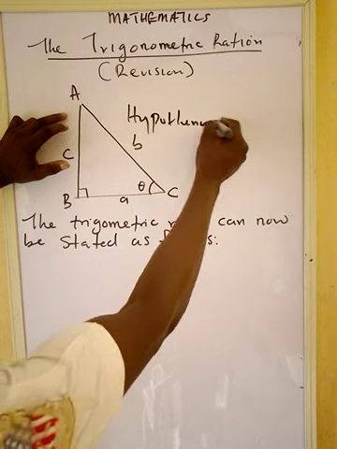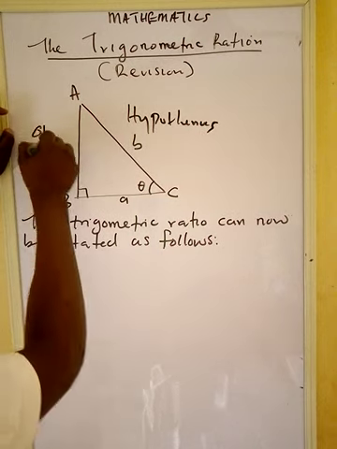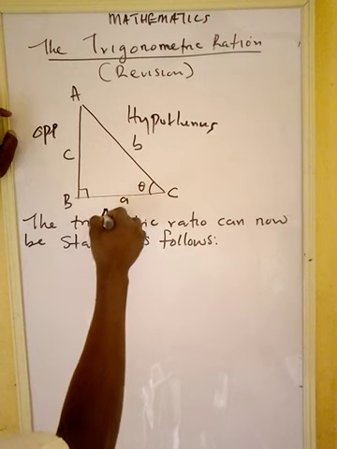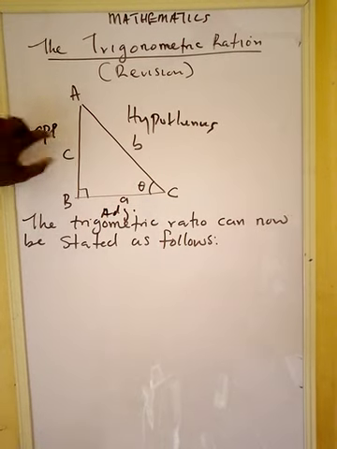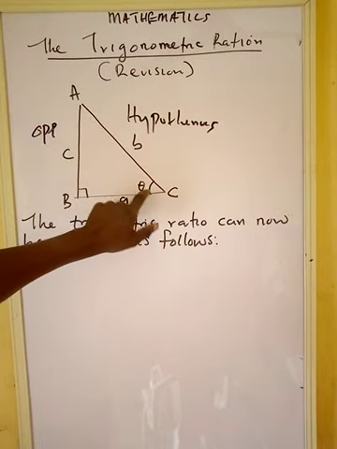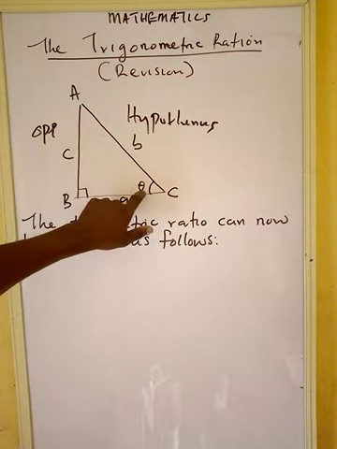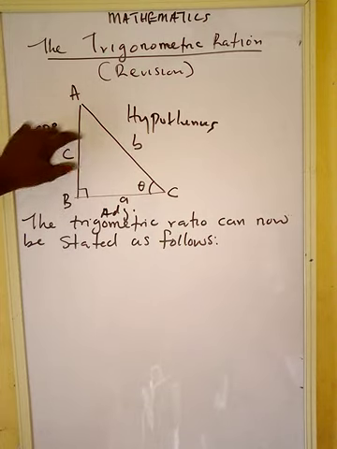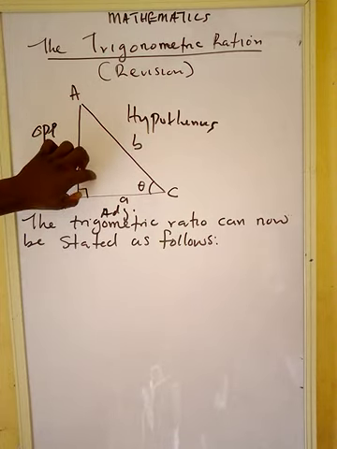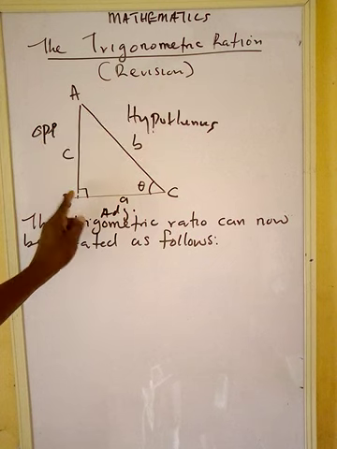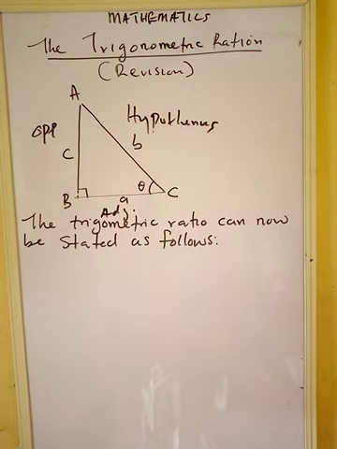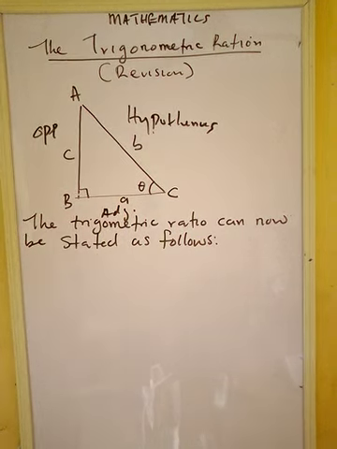Hypotenuse. So why is this called opposite? Why is this one called adjacent? Any side facing angle theta is opposite. Any side facing angle 90 degree is our hypotenuse. Between angle 90 and theta is our adjacent.